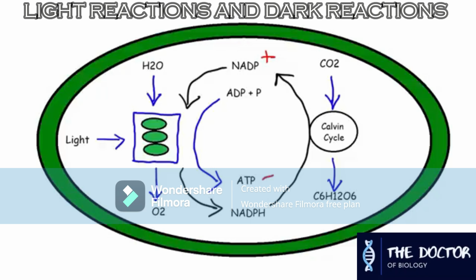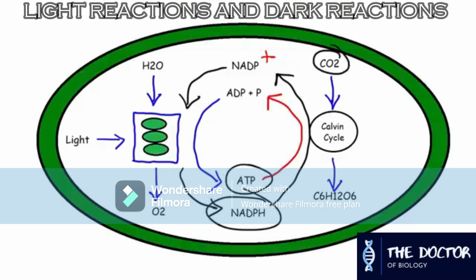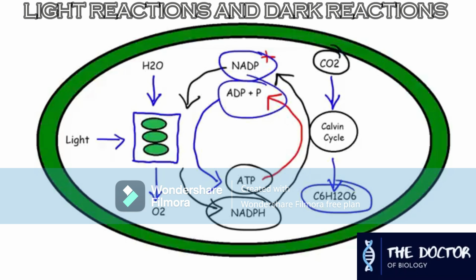As ATP converts back into ADP and P, it energizes the Calvin cycle, giving it the energy it needs to convert CO2 into glucose. So the reactants of the Calvin cycle are carbon dioxide, ATP, and NADPH. The products are sugars such as glucose, NADP plus, ADP, and P.